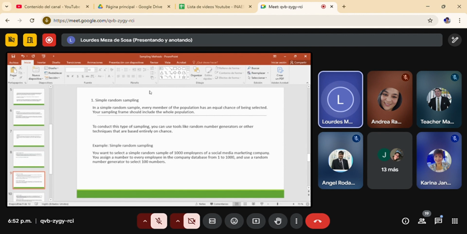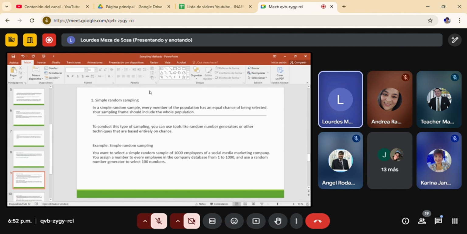It's like the Hunger Games. Okay, we have to raffle the names or raffle the numbers, and everybody who has zeros in their numbers should be chosen. That's simple random sampling.